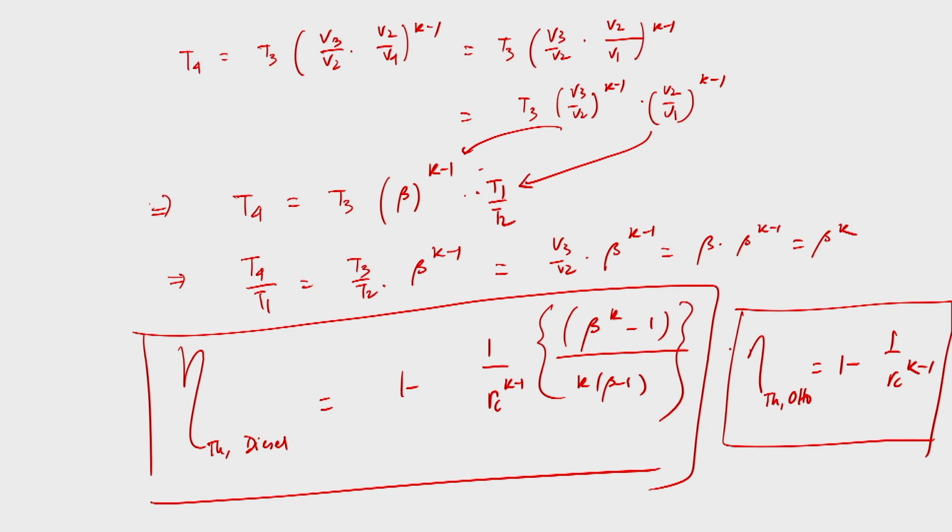So for the given compression ratio, the thermal efficiency of the Otto cycle will be higher than the diesel cycle. So constant volume combustion is more efficient than constant pressure combustion. That is what we discussed in the last class. But since diesel cycles are operated at a higher compression ratio, the efficiency of the diesel cycle will be higher.